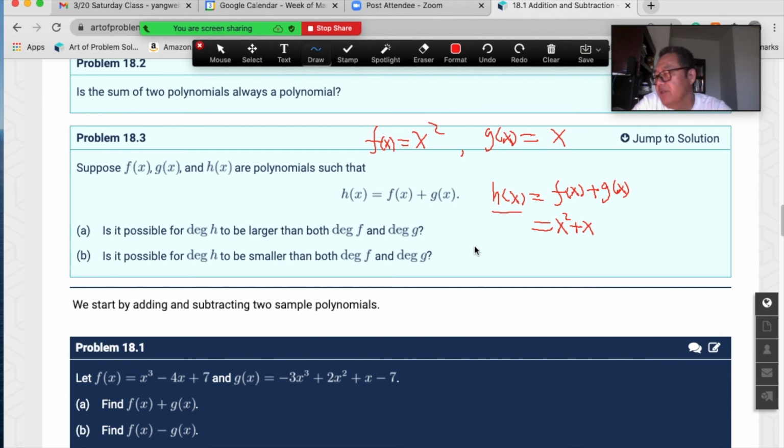Brandon? Tell me what's the degree of g(x)? Here you can say the degree of f(x) equals 2, right? The degree of g(x) equals 1, because this power is 1. Then you can see here the degree of the h function is still 2, right? It is not greater than the degree of f. It's greater than the degree of g, but it is not greater than both of them.